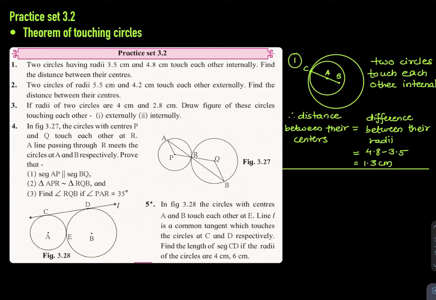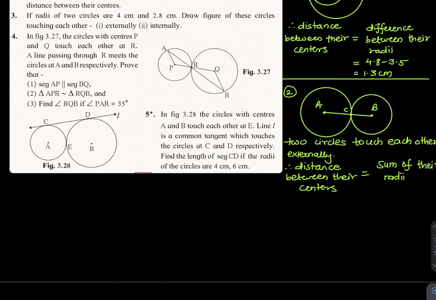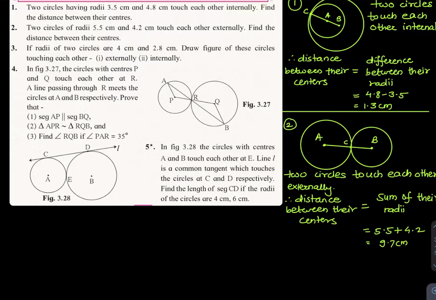Next question is, two circles of radii 5.5 centimeter and 4.2 centimeter touch each other externally. Then find the distance between their centers. So here also, first diagram, touching each other externally. If two circles touch each other externally, then distance between their centers is given by sum of their radii. So which will be 5.5 plus 4.2, which is 9.7 centimeter. And third question is, if the radii of two circles are 4.4 centimeter and 2.8 centimeter, draw the figure of these circles touching each other externally and internally. You have to solve this problem on your own.